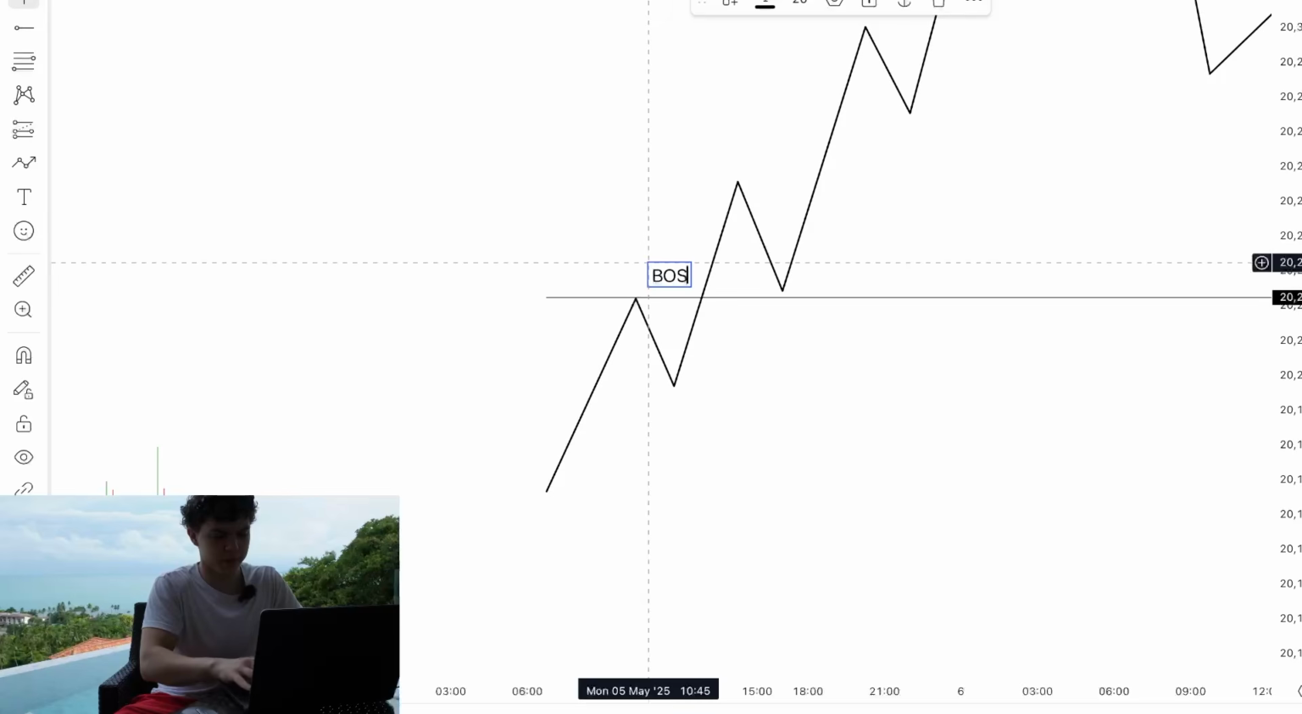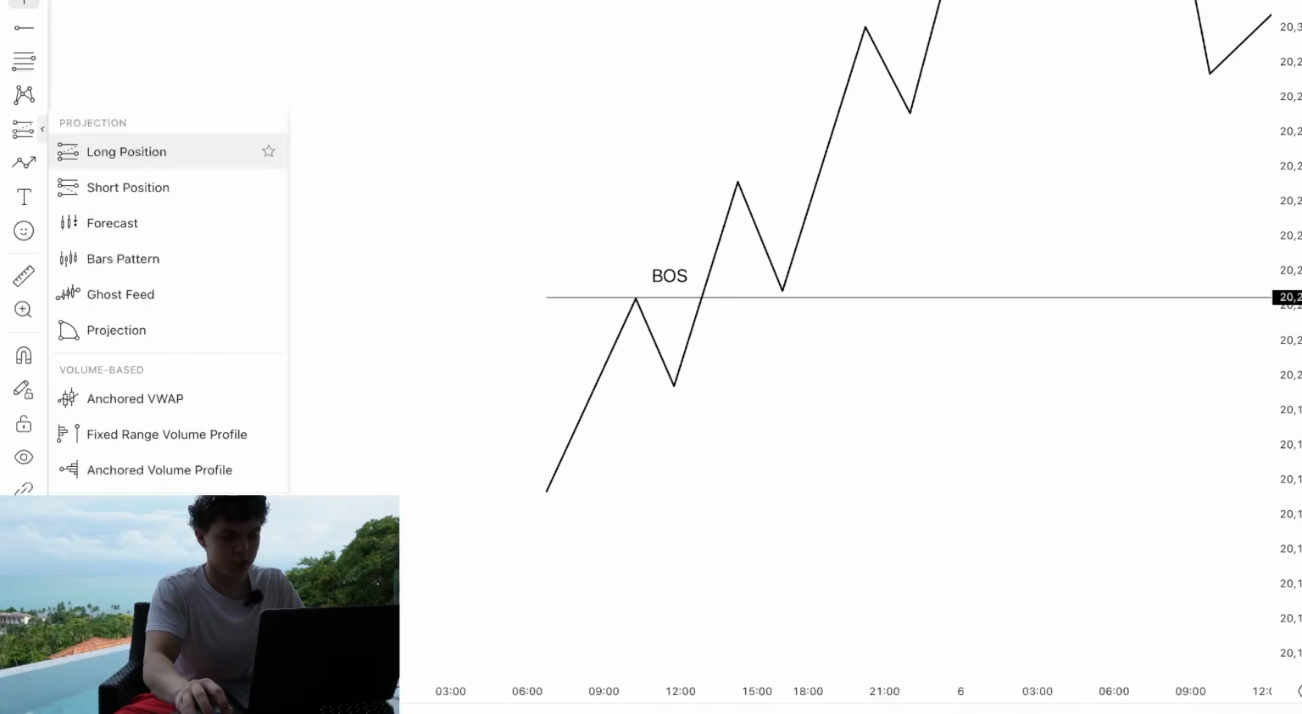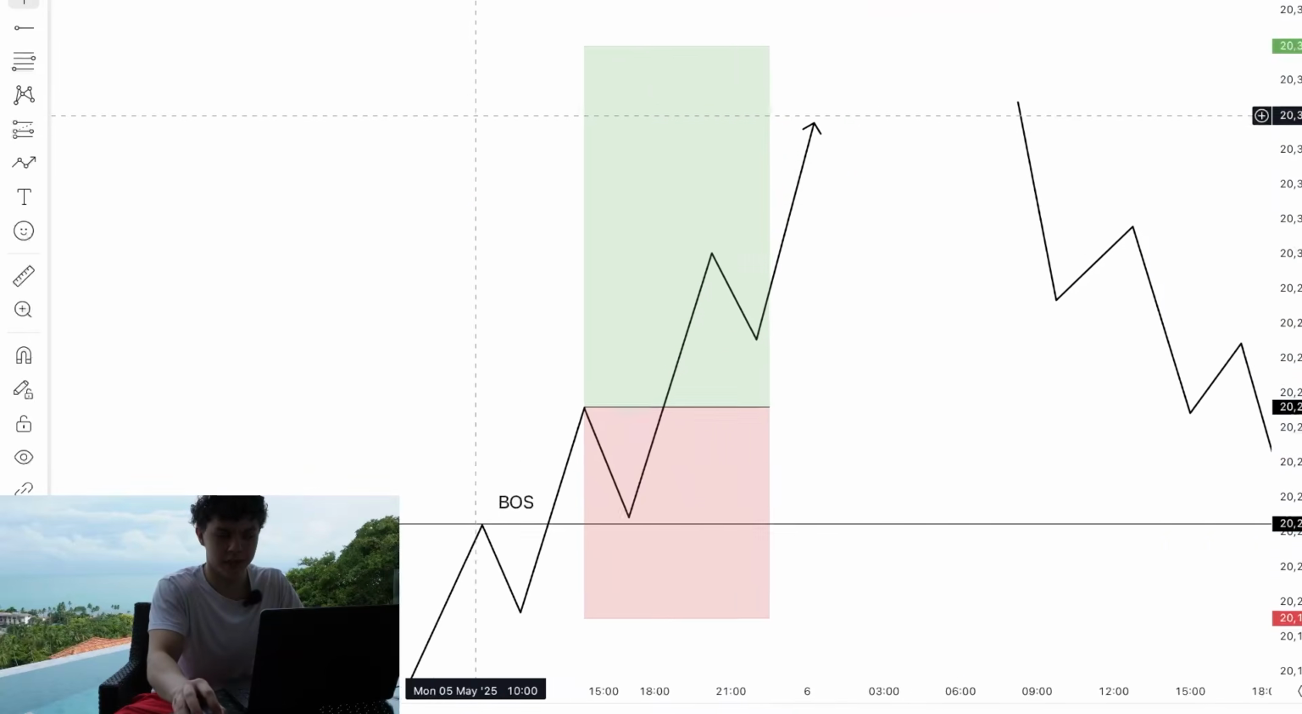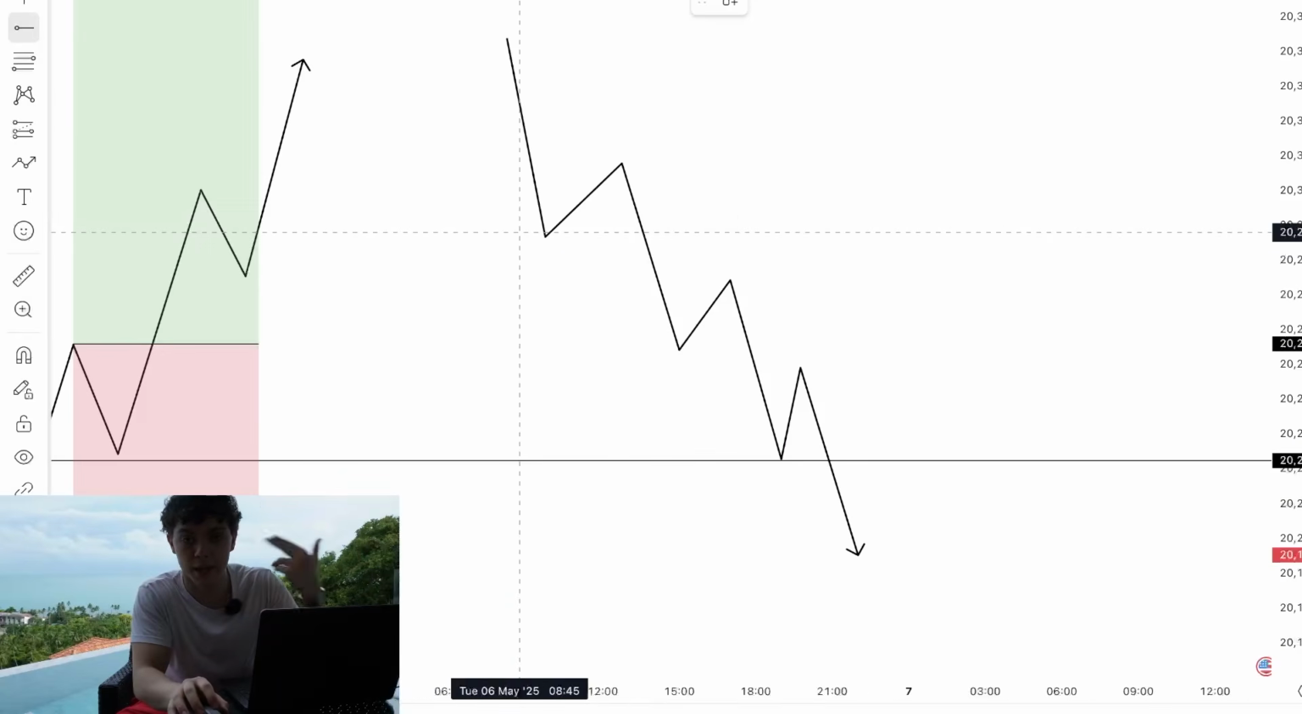Now, again, why is it important? Because we could potentially enter right here and follow the market to the upside like this. Simple, I know. Now in the downtrend, we have to see the same stuff but to the downside, of course.